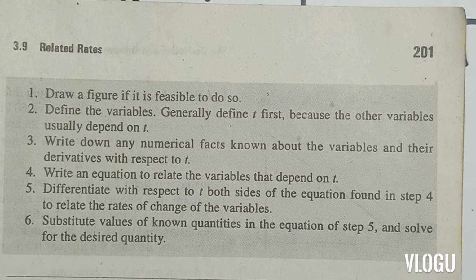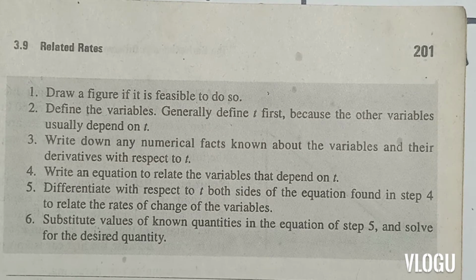Differentiate with respect to t, both sides of the equation found in step 4 to relate the rates of change of the variable. Number 6, substitute values of known quantities in the equation of step 5 and solve for the desired quantity. So, those are the steps in solving for time rates. So, we have an example to illustrate how to solve this one.